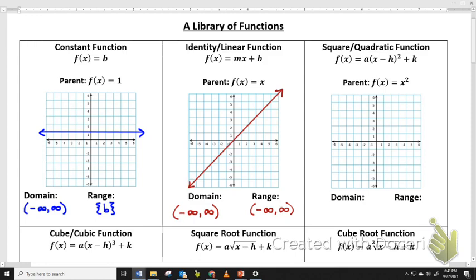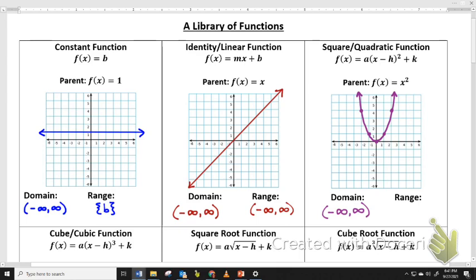A square or a quadratic function. When I go to draw a quadratic function, the parent for that is f of x equals x squared. We practiced this in the video earlier. So my parent function has output values of 4, 1, 0, 1, and 4 for the corresponding x values of negative 2, negative 1, 0, 1, and 2, because we're taking each of those inputs and squaring them. My domain for all quadratic functions is all real numbers, negative infinity to positive infinity.